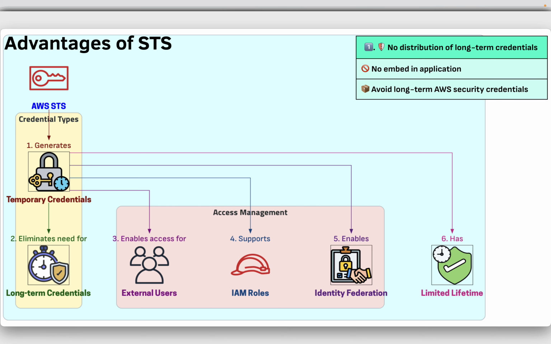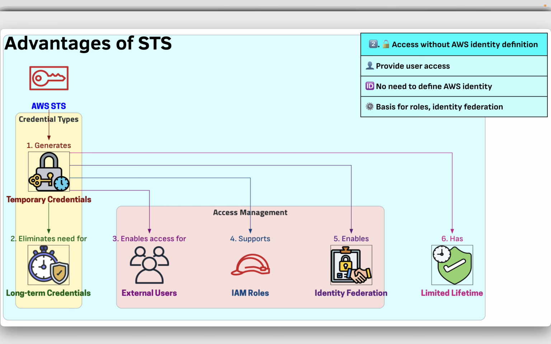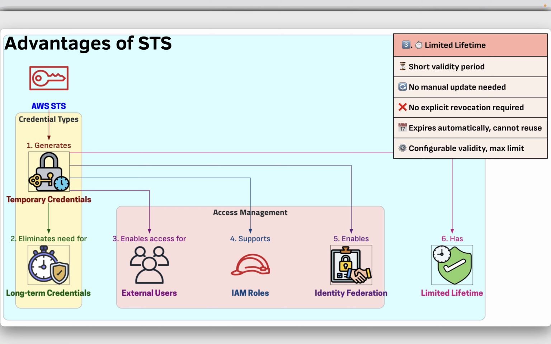AWS STS temporary credentials have the following advantages over long-term credentials. So first one, you do not have to distribute or embed long-term AWS security credentials within an application. You can provide access to your AWS resources to users without having to define an AWS identity for them. Temporary credentials are the basis for roles and identity federation. The temporary security credentials have a limited lifetime, so you do not have to update them or explicitly revoke them when they are no longer needed. After temporary security credentials expire, they cannot be reused. You can specify how long the credentials are valid, up to a maximum limit.